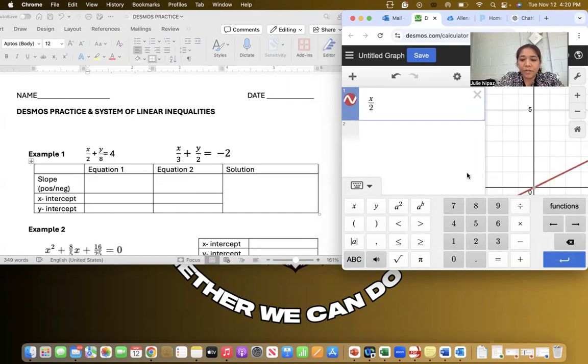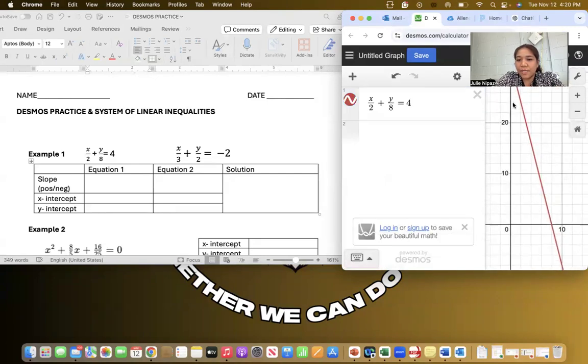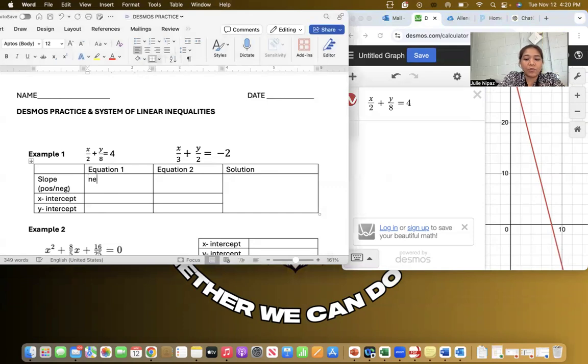And then move the cursor to the middle. Plus, divide button again, so you will have the fraction bar. y over 8 is equal to 4. All right. Now from that, as you can see, the line is going downwards from left to right. So since the line is going down from left to right, we know that the slope should be negative.